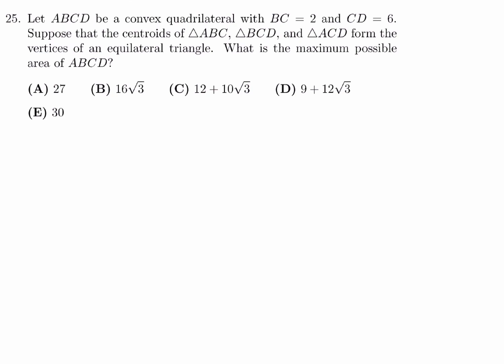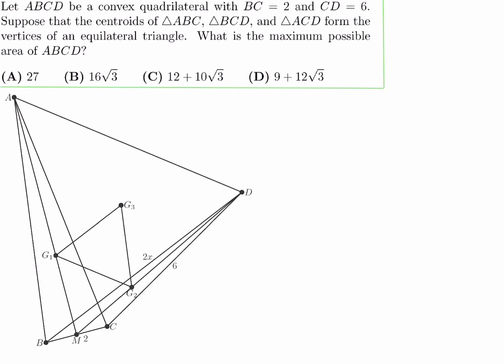Let ABCD be a convex quadrilateral with BC equal to 2 and CD equal to 6. Suppose that the centroids of ABC, BCD, and ACD form the vertices of an equilateral triangle. What is the maximum possible value of the area of ABCD? Here is a diagram that illustrates what has been represented in the question stem.